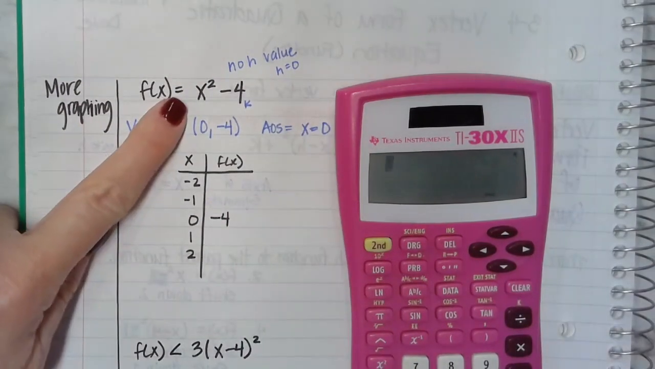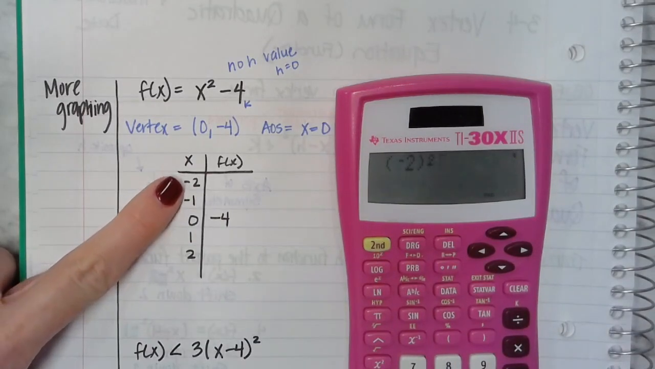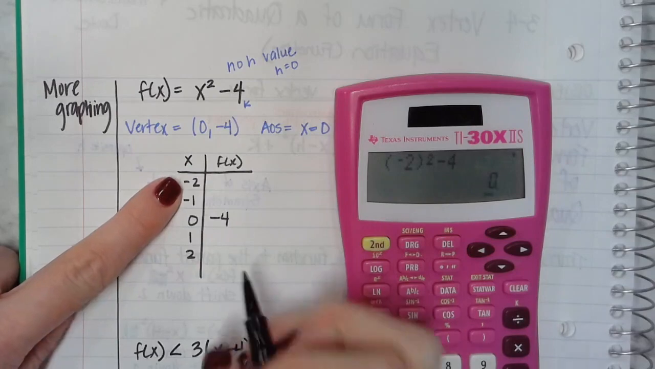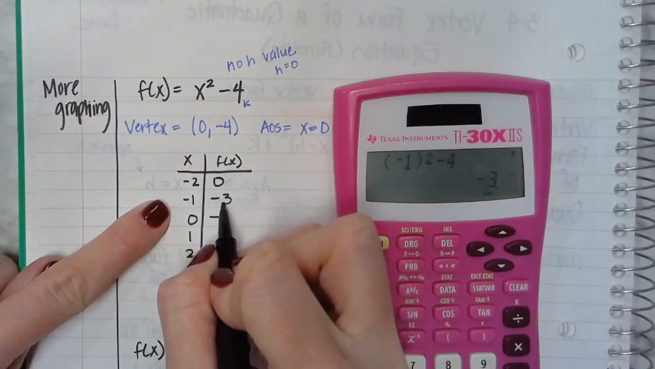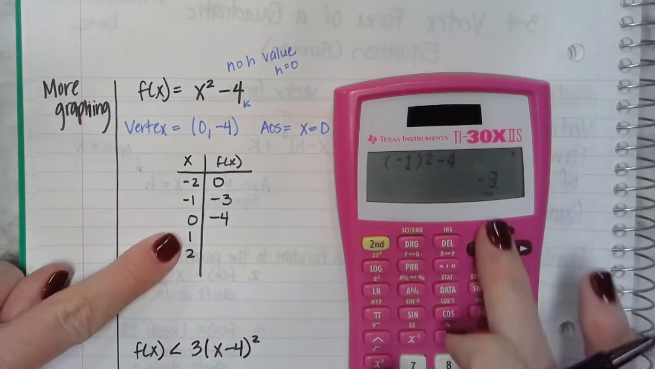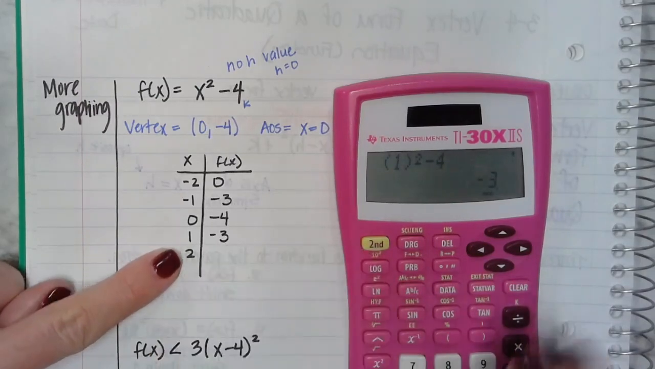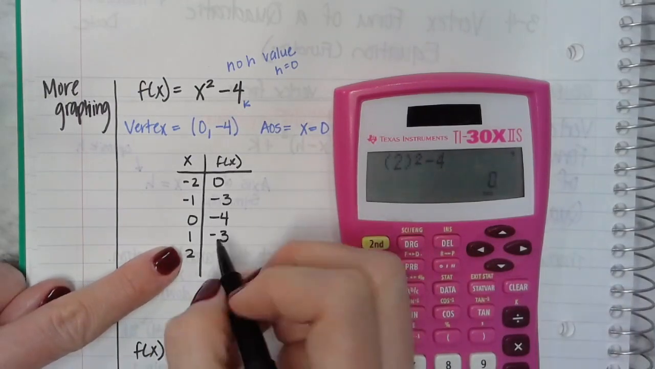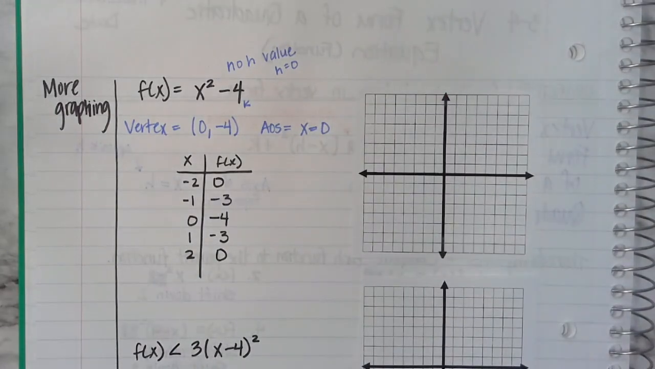So we've got x squared, so negative 2 squared, always evaluate with parentheses, minus 4, we get 0. Now if I sub in a negative 1, I get a negative 3, and then negative 4. Now I'm going to sub in a positive 1, and I get negative 3 again. Sub in a 2, and I get 0. Now that my table is complete, I'm going to graph this.